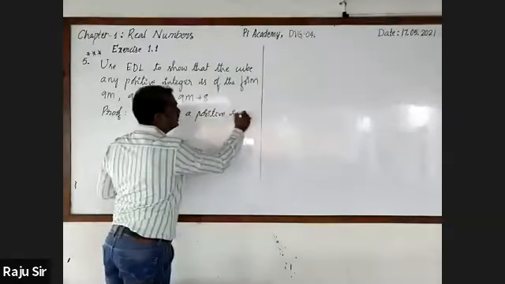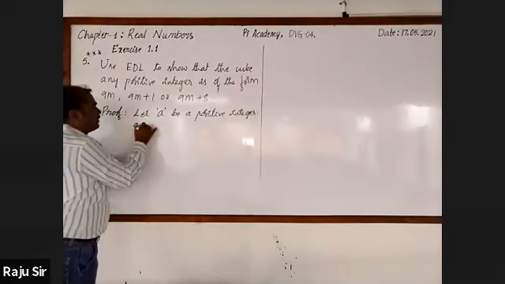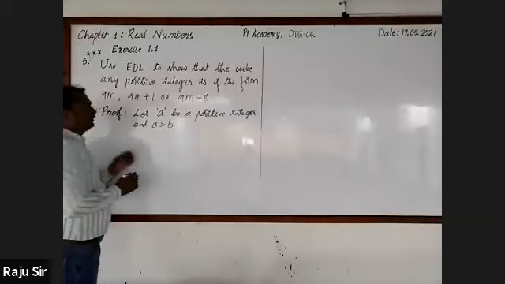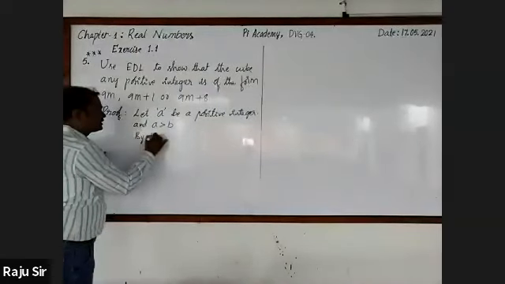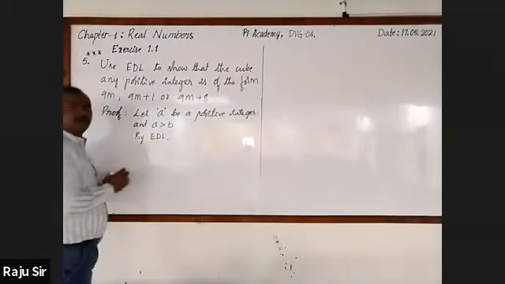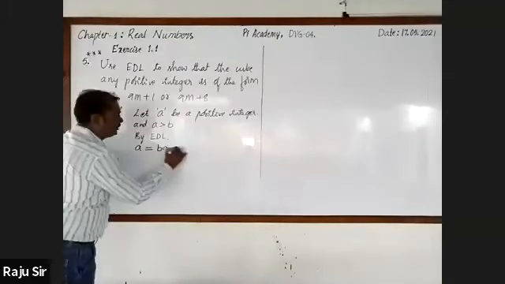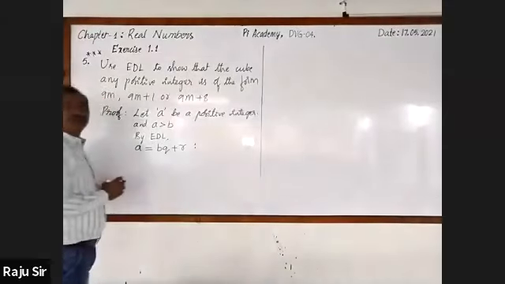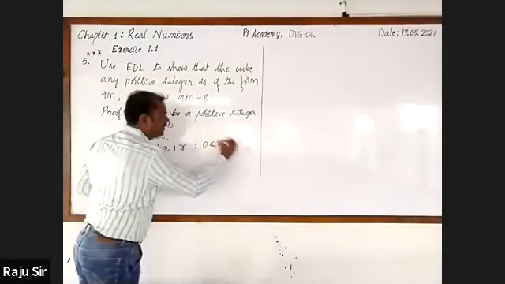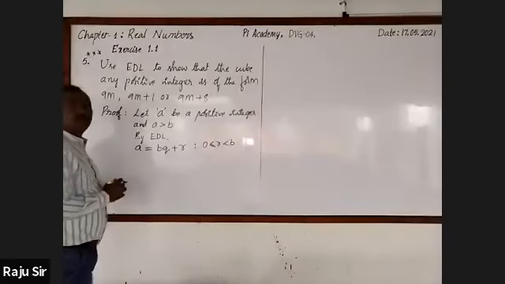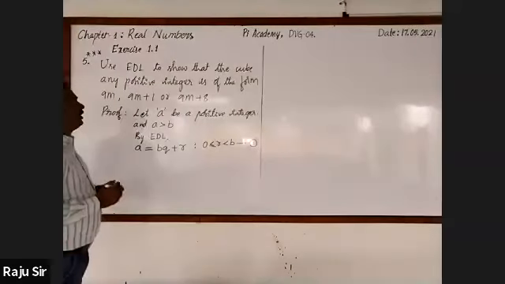If you consider b, then if a is greater than b, then by Euclid's division lemma or algorithm, it can be written as a equal to b cube plus r, where 0 is less than or equal to r less than b. Now call it statement 1, and observe it.